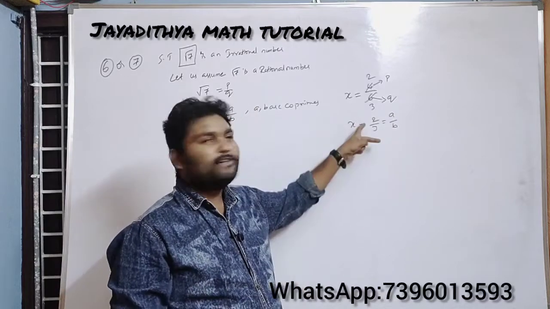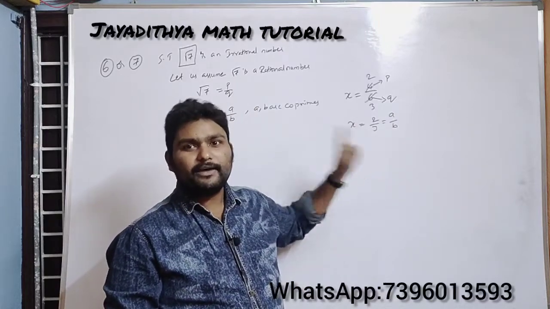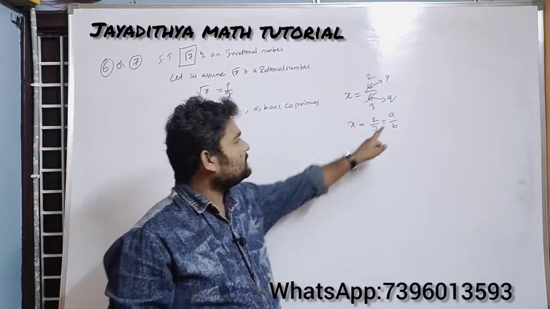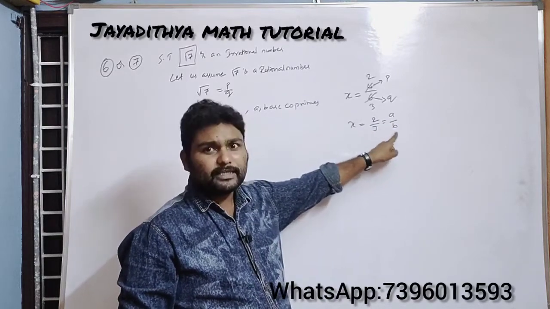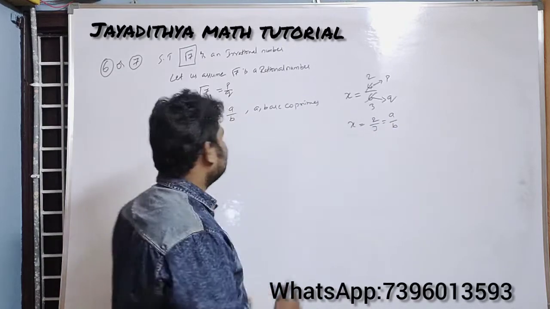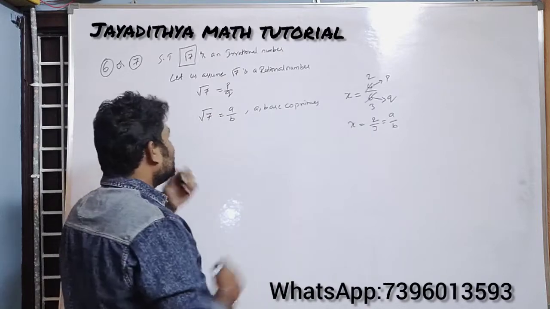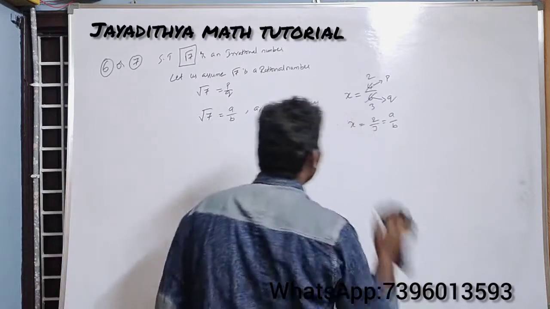What are co-primes? They will not have any common factor other than 1. That means a should have no common factor with b. Now a and b will not have common factors. So that is the case. And how to proceed in the problem?